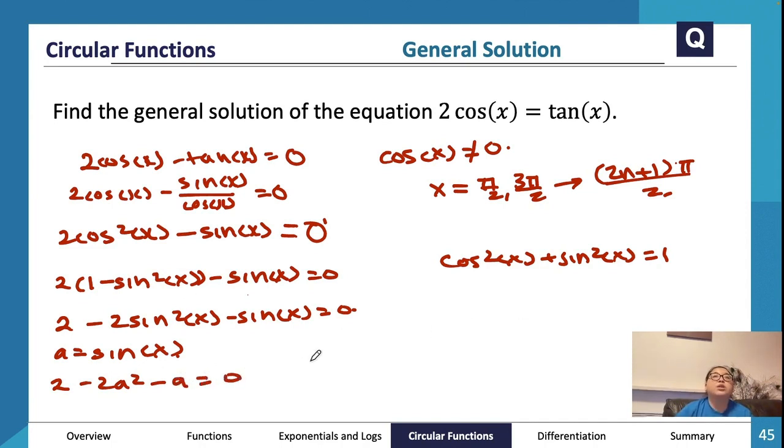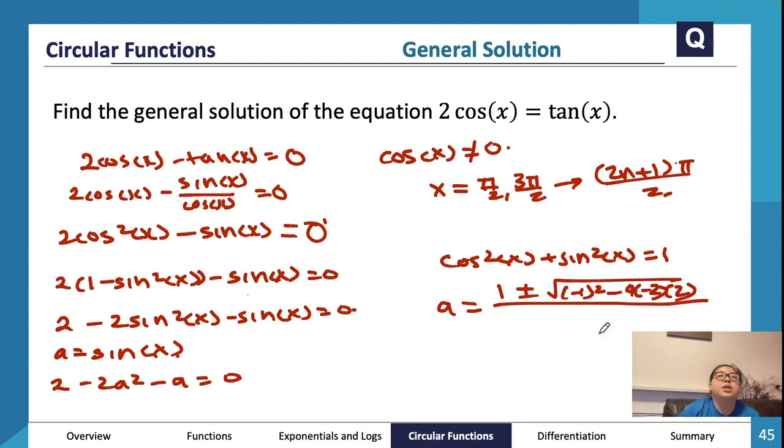Now we can just do a bit of a quadratic type of thing. And what we're going to do here is say a is now equivalent to 1 plus or minus root of b squared minus 4ac, so that's negative 1 squared minus 4, a, which is negative 2, c, which is just 2, over 2a, which is negative 4. Right? So we get that.